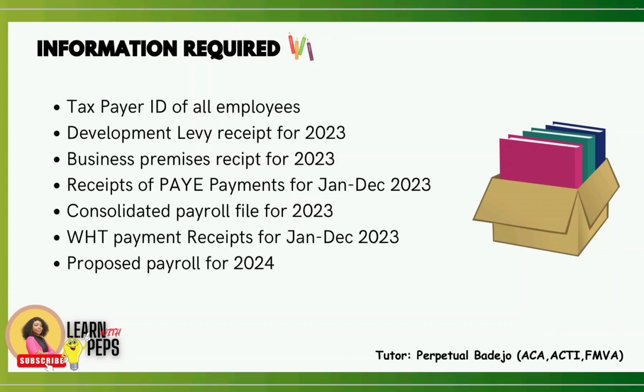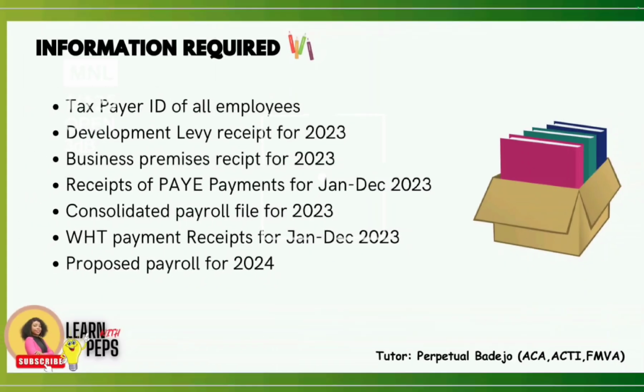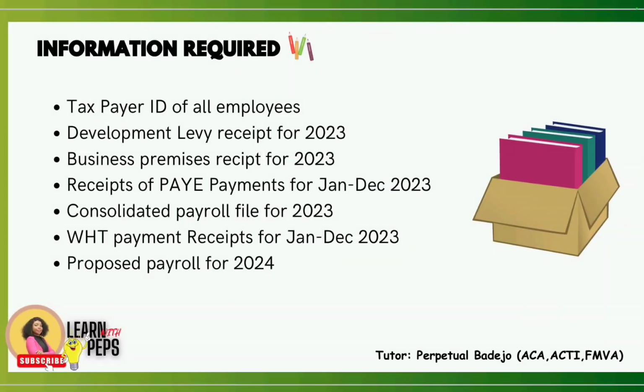The second thing you need is the development levy receipt for 2023. The development levy is 100 naira per employee. So you go ahead and pay. If you have 20 employees, it means you're paying 100 naira times 20. That's 2,000 naira. The receipt of that development levy, you need it. The third thing you need is your business premises receipt for 2023. The amount you pay is 10,000 naira if that is your first time of registering, and then 5,000 naira for renewal. So if you have paid before and this is just your renewal, you are going to pay just 5,000 naira. So you need the receipt to show that you've actually made that payment.